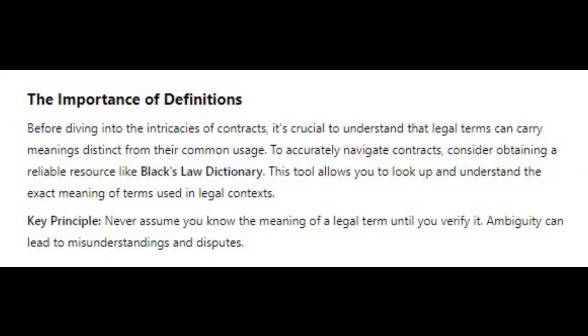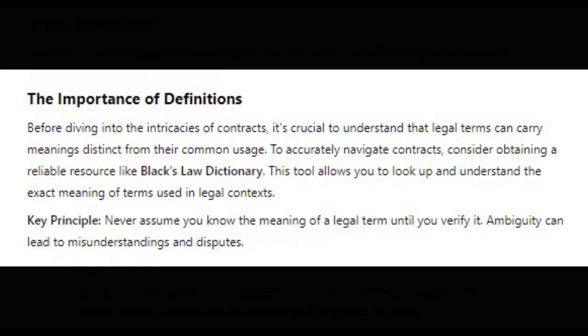The importance of definitions. Before diving into the intricacies of contracts, it's crucial to understand that legal terms can carry meanings distinct from their common usage. To accurately navigate contracts, consider obtaining a reliable resource like Black's Law Dictionary. This tool allows you to look up and understand the exact meaning of terms used in legal contexts. Key principle: never assume you know the meaning of a legal term until you verify it. Ambiguity can lead to misunderstandings and disputes.